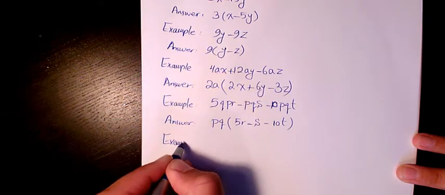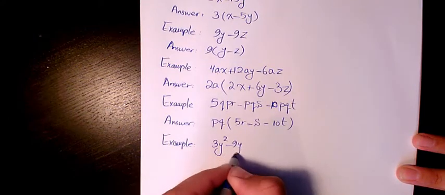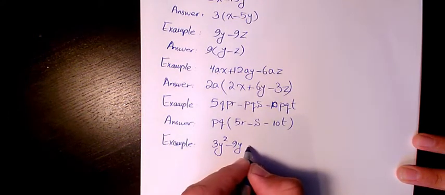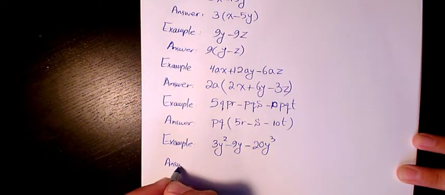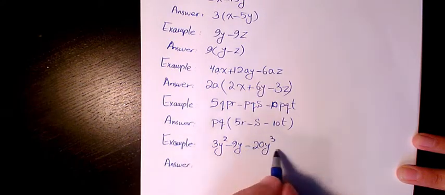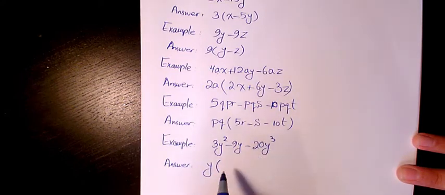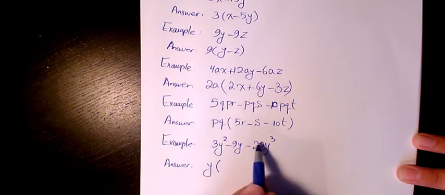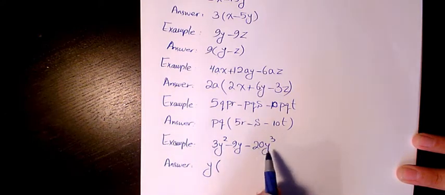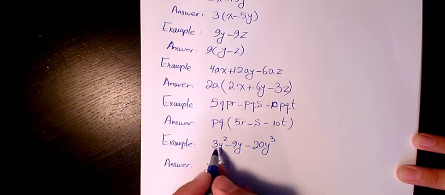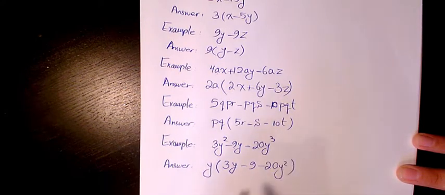Next example, we have 3y squared minus 9y minus 20y cubed. The answer will be, as you see here, y is common between all of them, so I can factor y, and the smallest exponent for y is just 1. Here we have 3, negative 9 and negative 20. There is nothing common between all of them, so it's going to be 3y squared divided by y, 3y, minus 9 minus 20y squared.